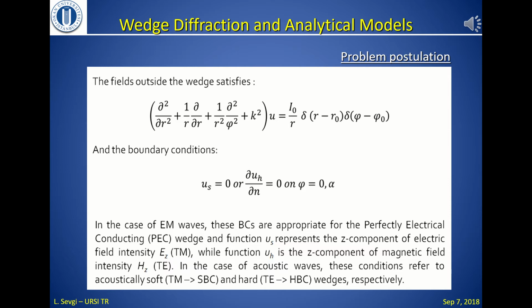In acoustics, the problem is postulated with these two equations. The first one is the wave equation, the second one gives the boundary conditions. If the field at the surfaces of the wedge is zero, it is soft boundary conditions. If the normal derivative of the field is zero at the surface of the wedge, then this corresponds to hard boundary conditions. In electromagnetics, soft boundary conditions means transverse magnetic, hard boundary condition means transverse electric case.